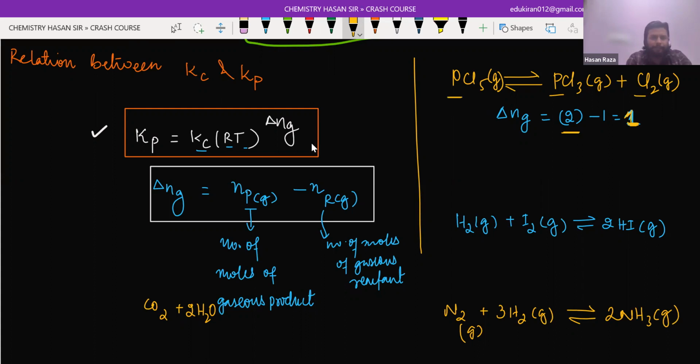Yes, sir. So if you have the value of Kc, and R is a constant, and the temperature will also be given, you just need to put the value of delta Ng here and you will get your answer for Kp. Is that clear? Yes. Okay. Can you tell me what is the value of delta Ng for this reaction?